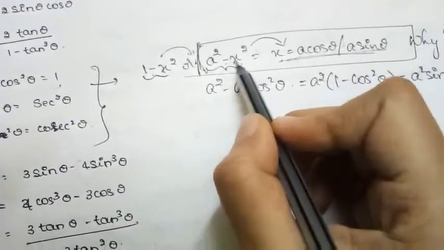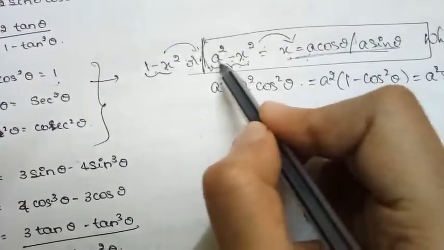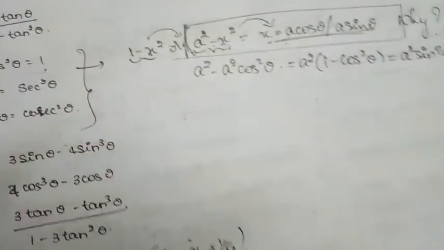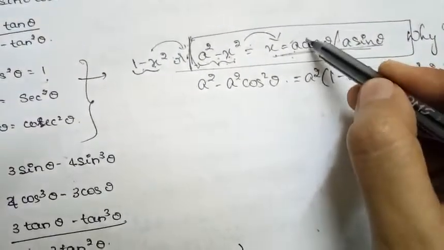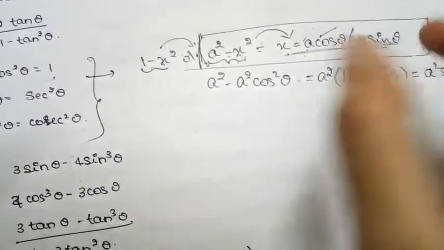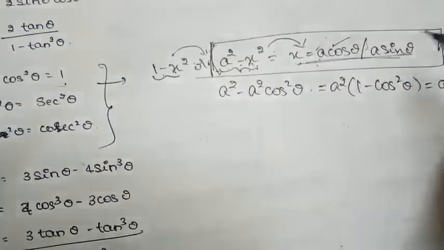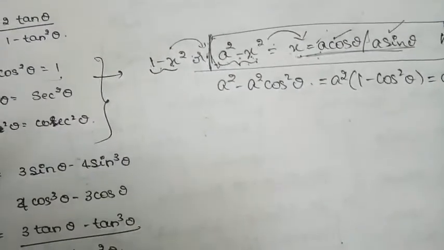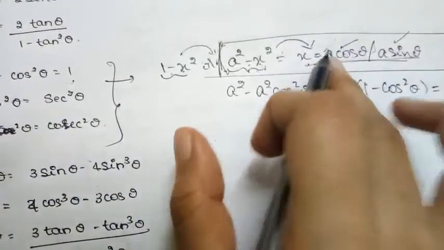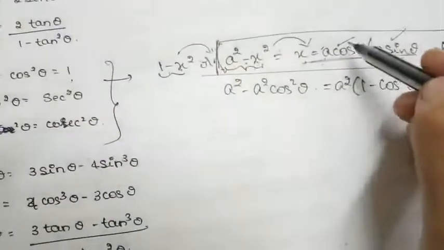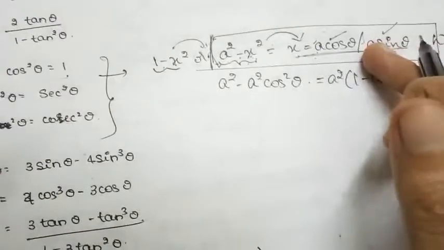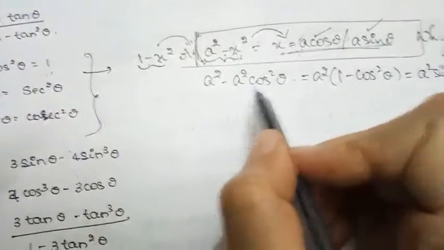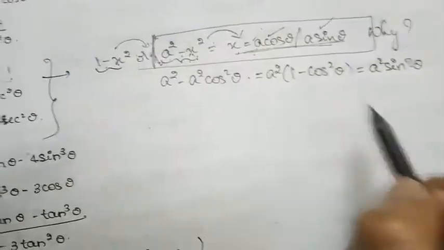So suppose the question is in the form of a square minus x square, whether it is suitable if we put a cos theta, whether the question is going to be simplified or not. Suppose we put a sin theta, whether it is more helpful, or whether this is helpful. That is purely based upon our judgment, based upon the given question. So this is how the simplification is going to be dealt.